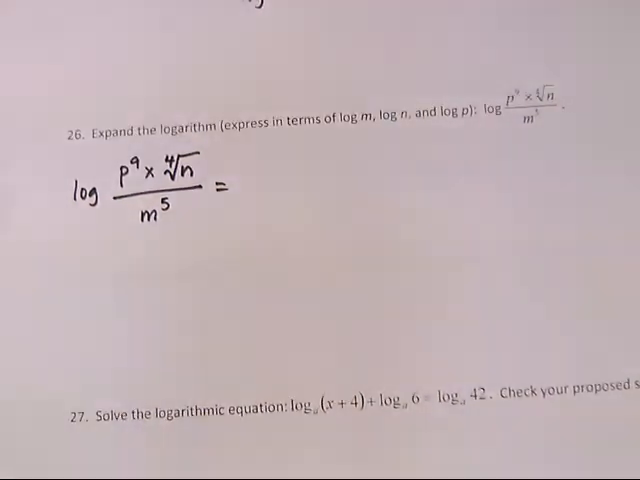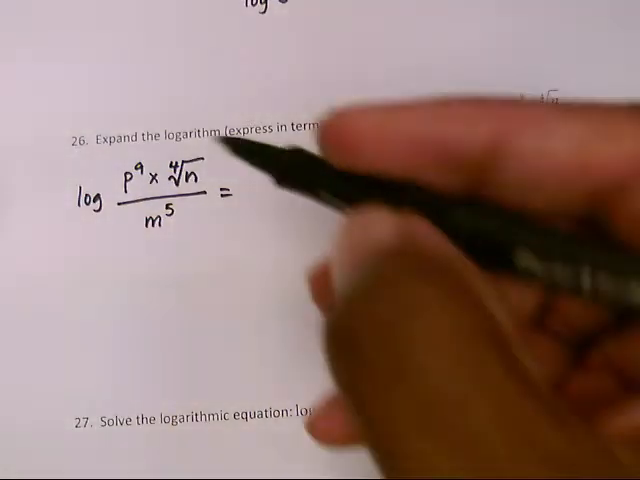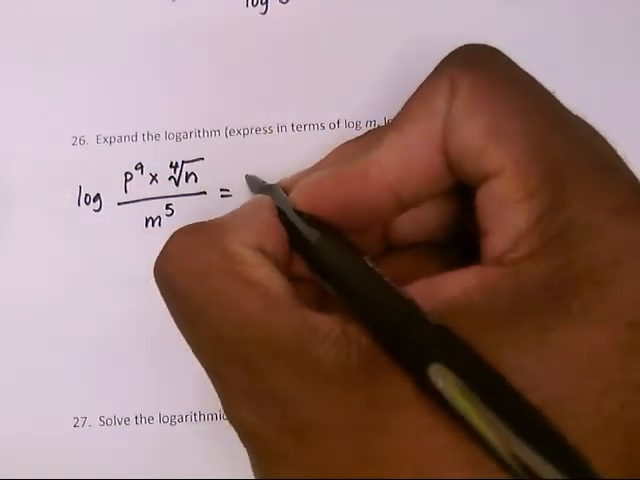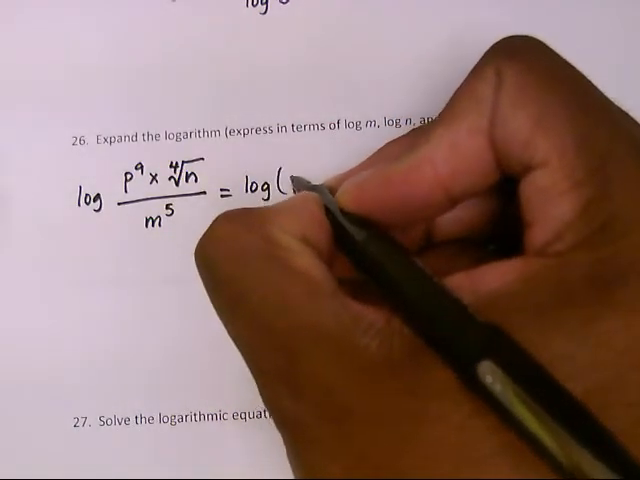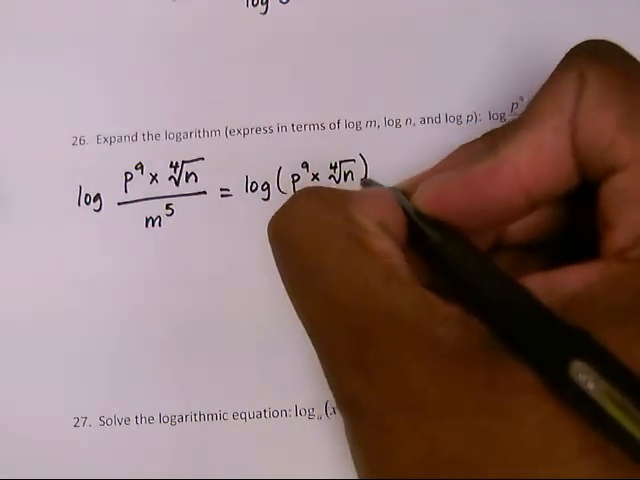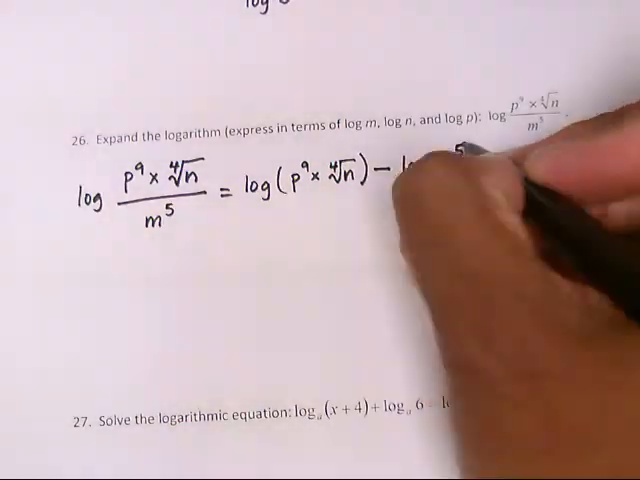So here we have to use a combination of rules, the product rule, the quotient rule, and the power rule. Right off the top, I see a numerator and a denominator, so that tells me I have the log of the quotient. So here I have to apply the quotient rule by expanding that as the difference of their individual logarithms. So this will be the log of the numerator, which is p to the 9th times the 4th root of n, minus the log of your denominator, m to the 5th.